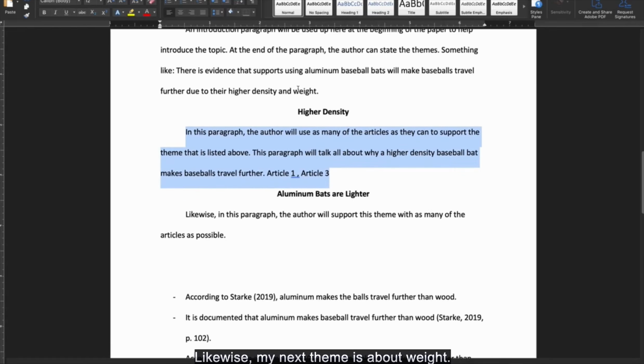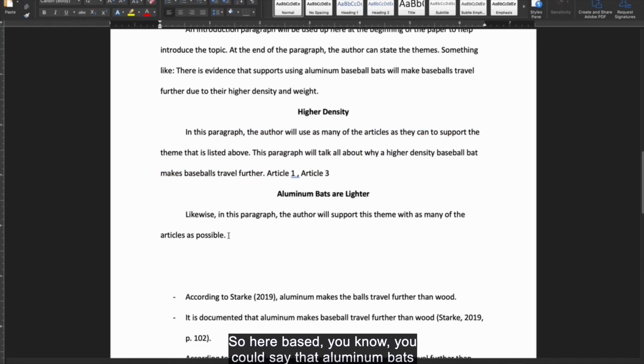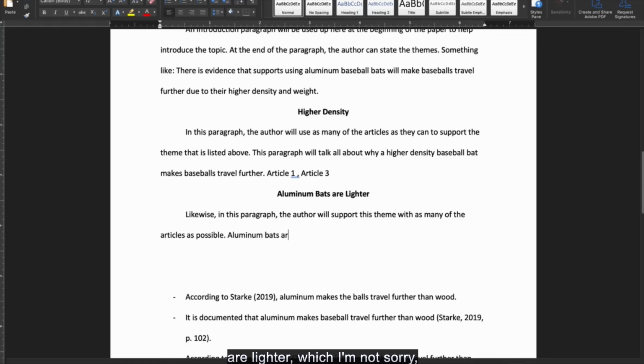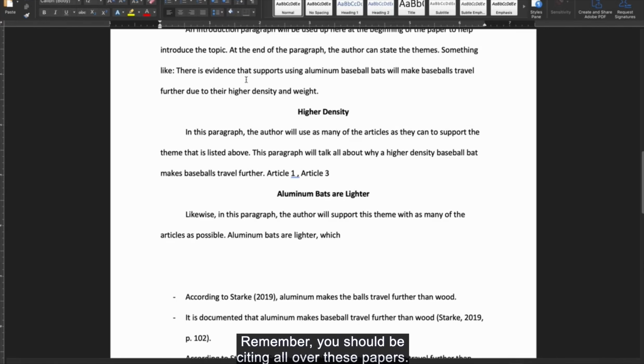Likewise, my next theme is about weight. So, aluminum bats are lighter. Likewise, in this paragraph, the author will support the theme with as many articles as possible. So here, you could say that aluminum bats are lighter, which, I'm not going to try to talk and type, which allows the baseball player to swing it faster, which then makes the baseballs travel further. And then you would cite that. Remember, you should be citing all over these papers. Remember, you're not using anything that is not yours, so you need to be citing.